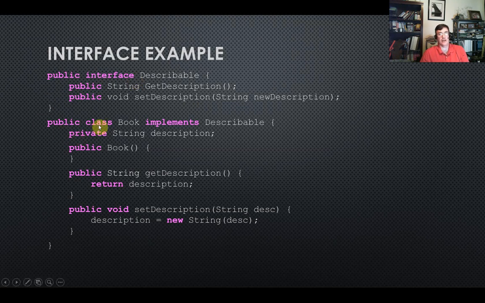Now we're going to create a concrete implementation of that interface. So Book is a Describable class. It implements the Describable interface, which means it provides concrete implementations of all the methods that the Describable interface declared. It has one data member, description, which is a private string. It has a constructor. Book is the constructor because it has the same name as the class, and it ensures that the description is initialized to an empty string.